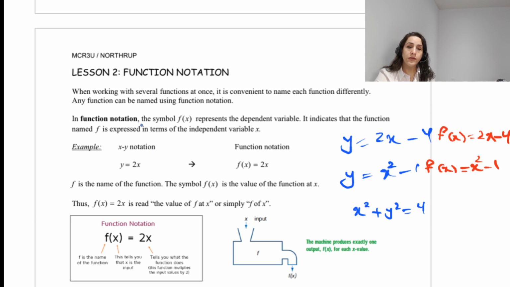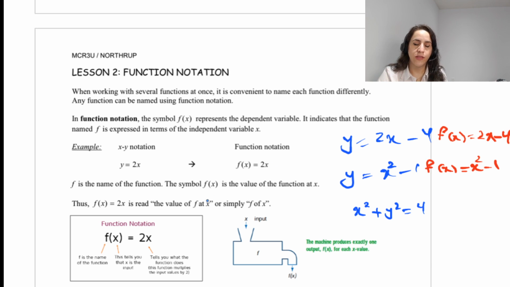Function notation. When working with several functions at once, it is convenient to name each function differently. Any function can be named using function notation. In function notation, the symbol f of x represents the dependent variable. It indicates that the function name f is expressed in terms of the independent variable x. Like for example, with x and y notation, I can write y equals 2x. The same example almost. But when I'm using function notation, I'm going to write f of x is equal to 2x.